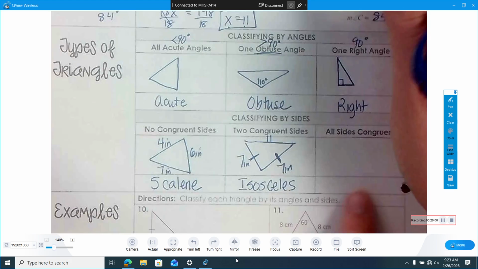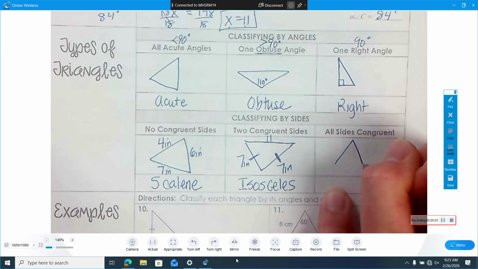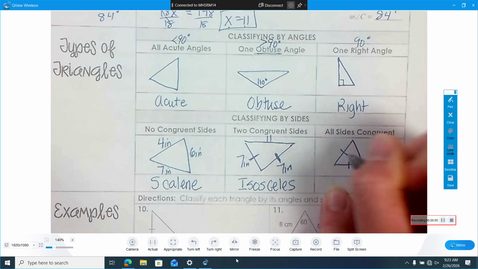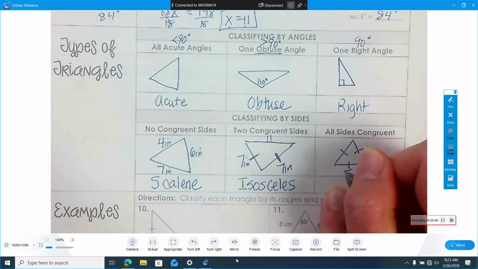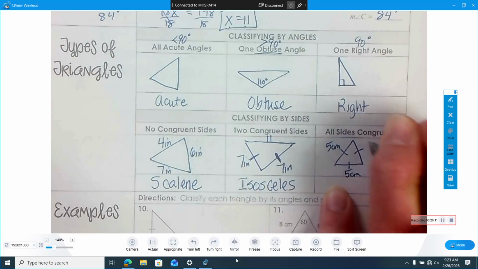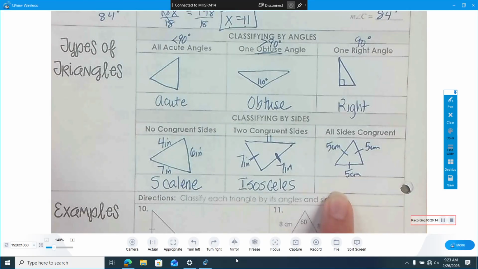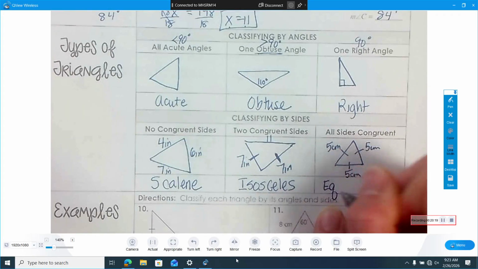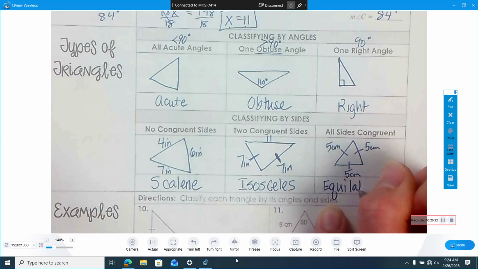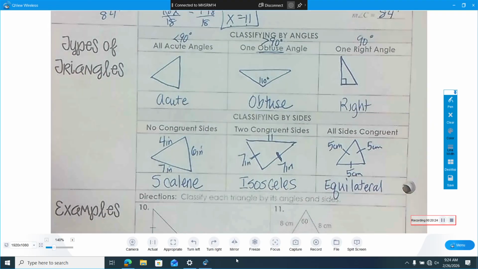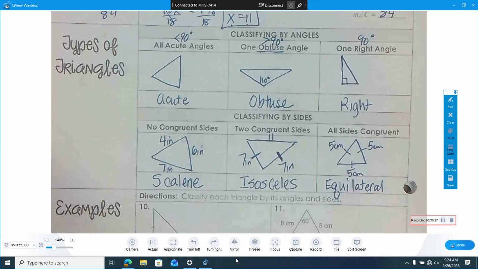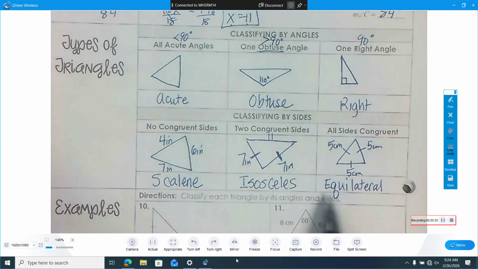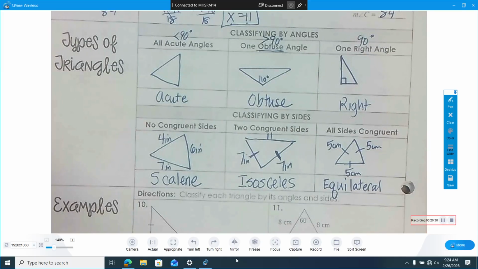If we have three congruent sides, that's a very special triangle. One, two, three congruent sides. Maybe they're all 5 centimeters, 5 centimeters, 5 centimeters. All three sides are congruent. Equilateral, very good. Lateral is the Latin for side. And so like doctors, they'll make a lateral incision. That's an incision on your side, right? So equilateral is equal sides, three equal sides.